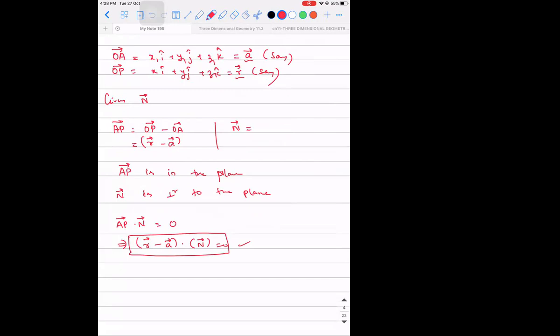So n vector, I'm writing like this: L i cap plus M j cap plus N k cap, or A i cap plus B j cap plus C k cap. Out of these two forms, which one is right?